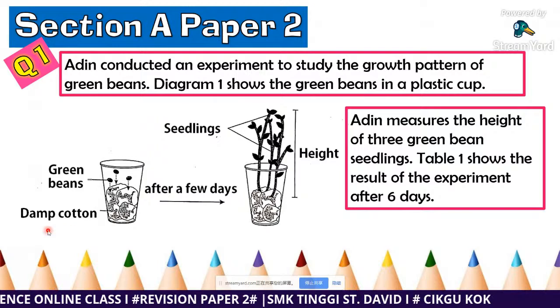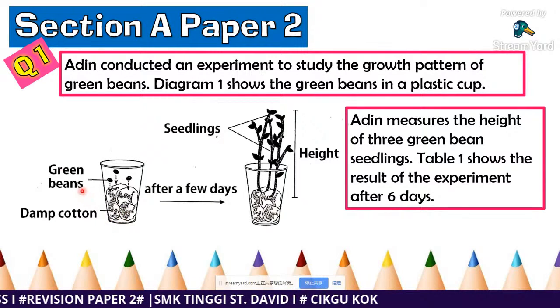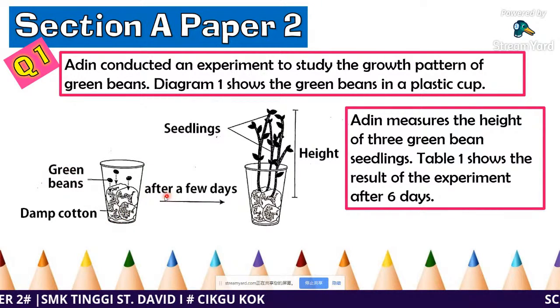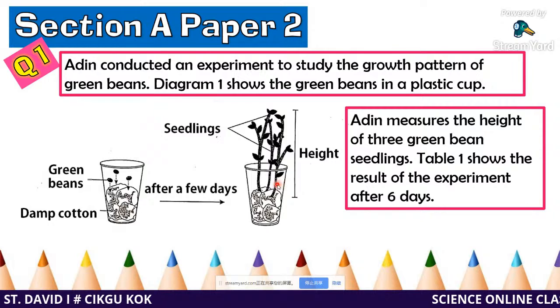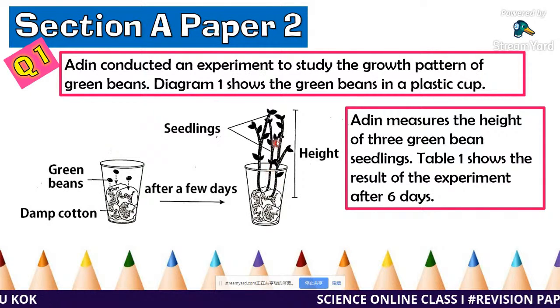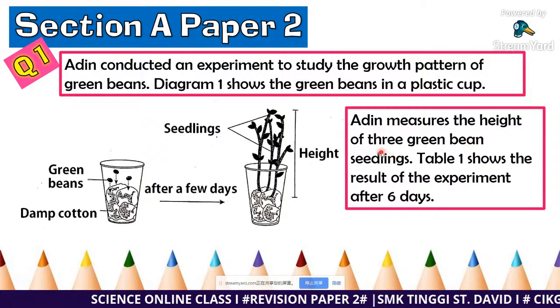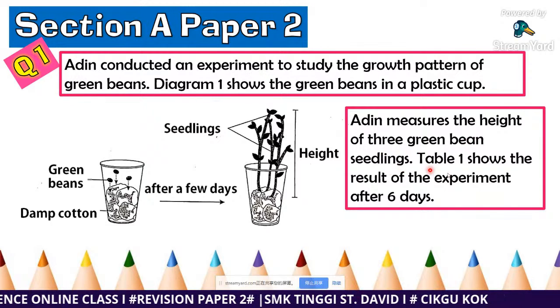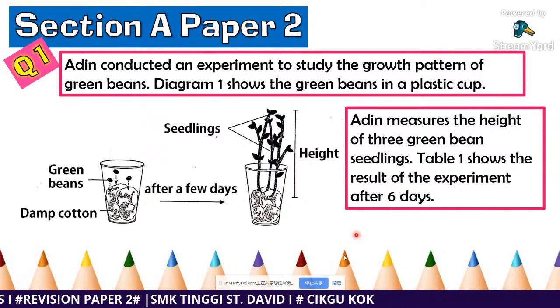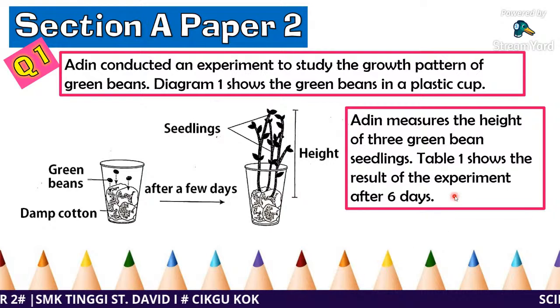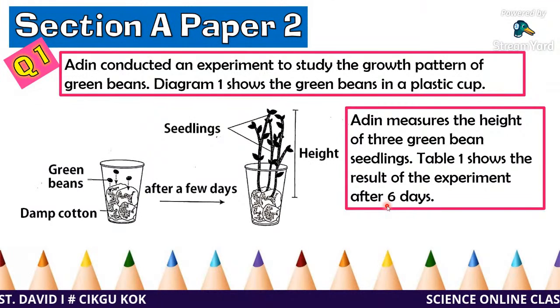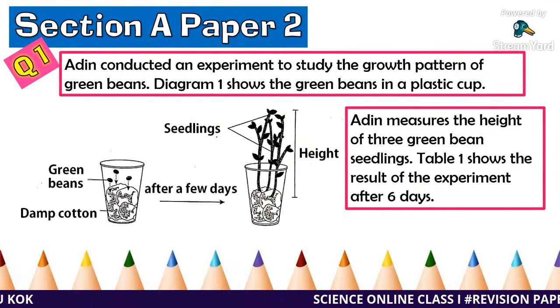Okay, first we see there is damp cotton at the bottom, and we have the green bean. Okay, after a few days, you find the green bean seedling has increased in height. So I measured the height of the 3 green bean seedlings. Table 1 shows the result of the experiment. So we're going to see the experiment after the 6 days.